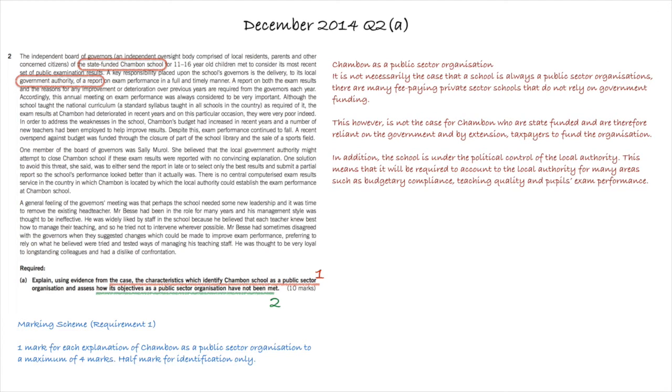Now, if you in the exam said, in the scenario we see that Chambon reports to the local authority, that, although it is an identification of a point, is not going to get you the marks. It might get you half a mark, but it's going on to say what that means. So we've said that means that we're required to account for budgetary compliance, teaching quality, etc.